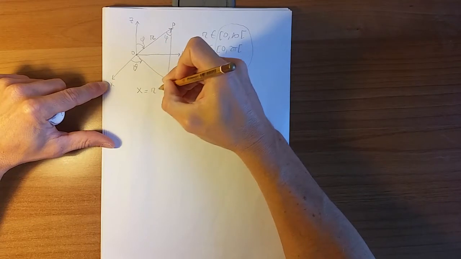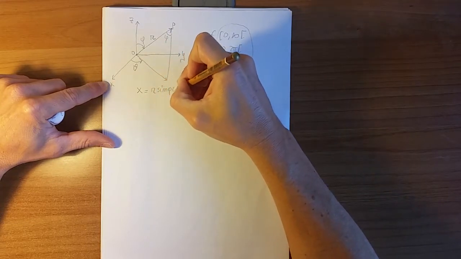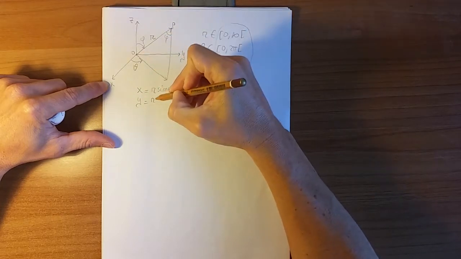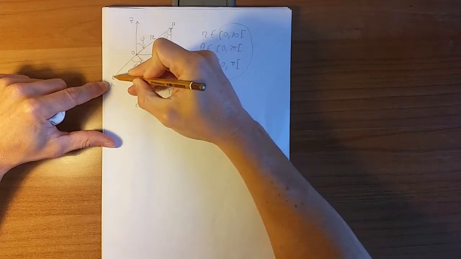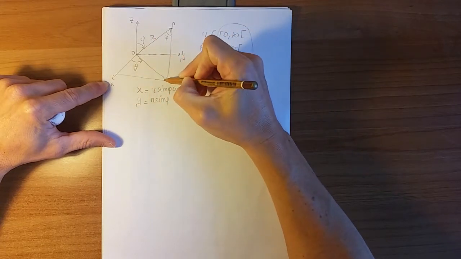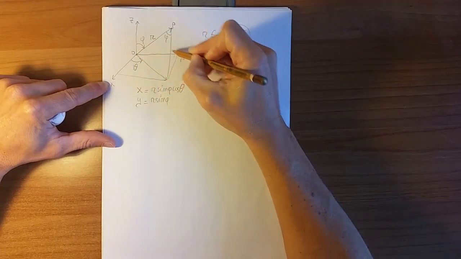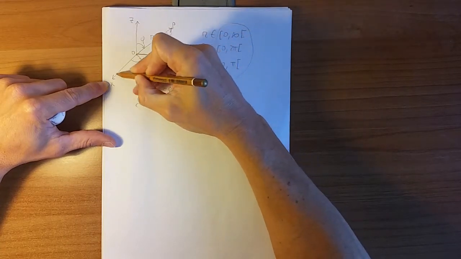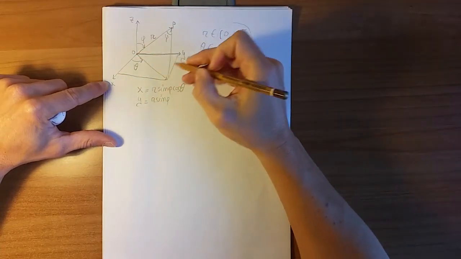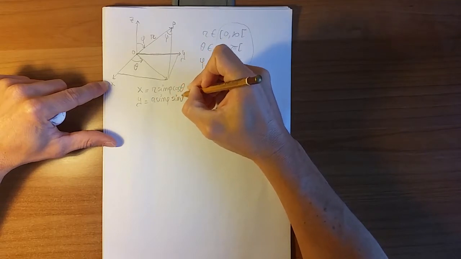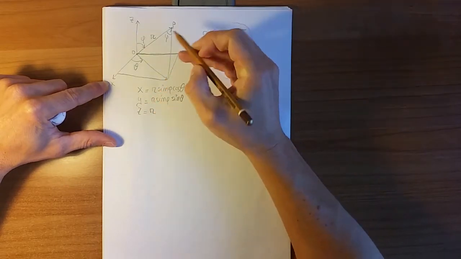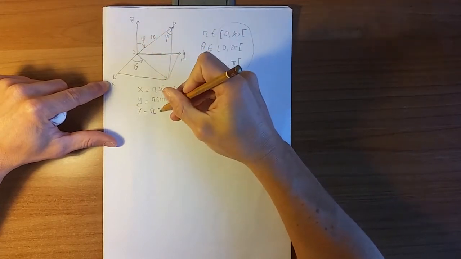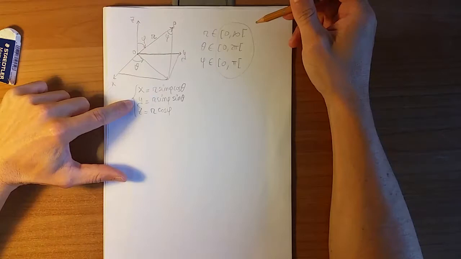R sine phi is this projection, and then we need to multiply by cosine of theta if we want x. So it's r sine phi cos theta, whereas y is just r sine phi sine theta, because it's this other projection, this other coordinate, which is the same as this one, if this is a rectangle. And so it's r sine phi sine theta, whereas z is just r, this is much easier, it's r cosine phi, this is just z. This is our set of coordinates.